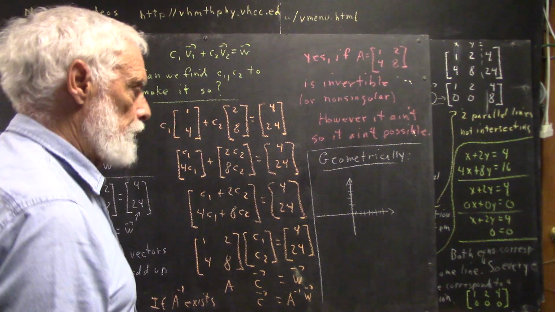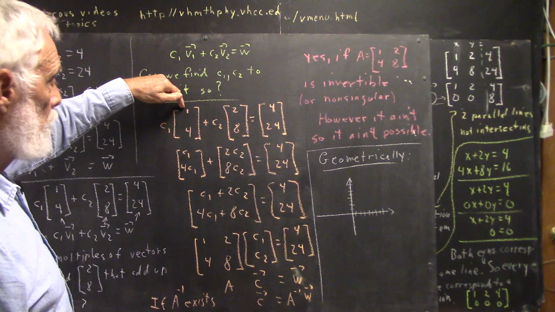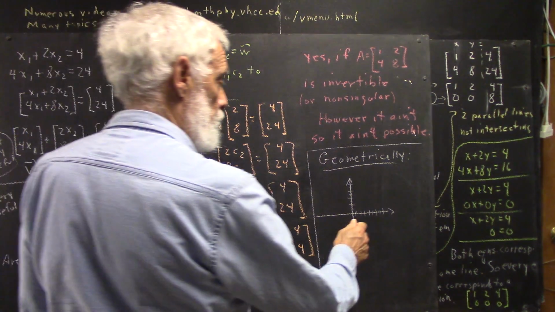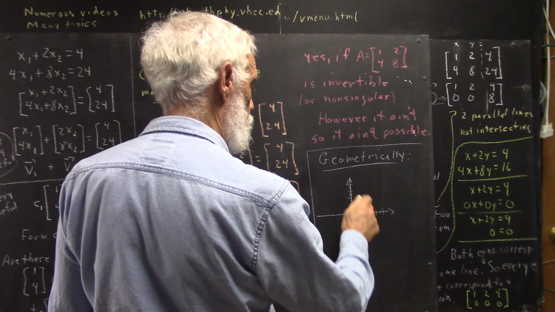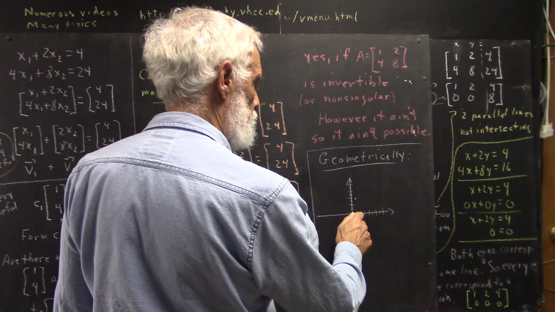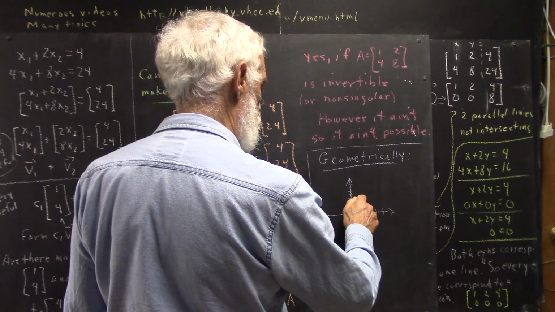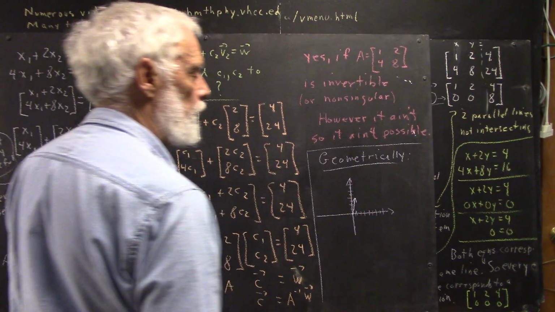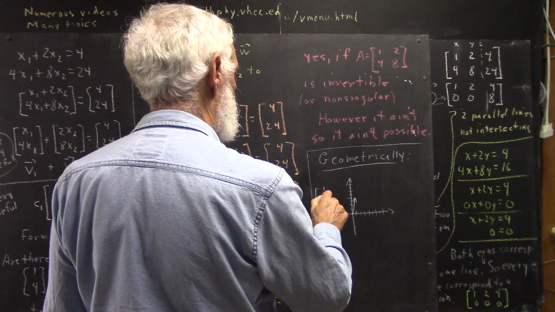Now, geometrically, we're going to represent the vector 1, 4 by an arrow that moves over 1 unit in the x direction and 1, 2, 3, 4 units in the y direction. Now we start the arrow at the origin and we end it at the point 1, 4. And that arrow represents the vector 1, 4.